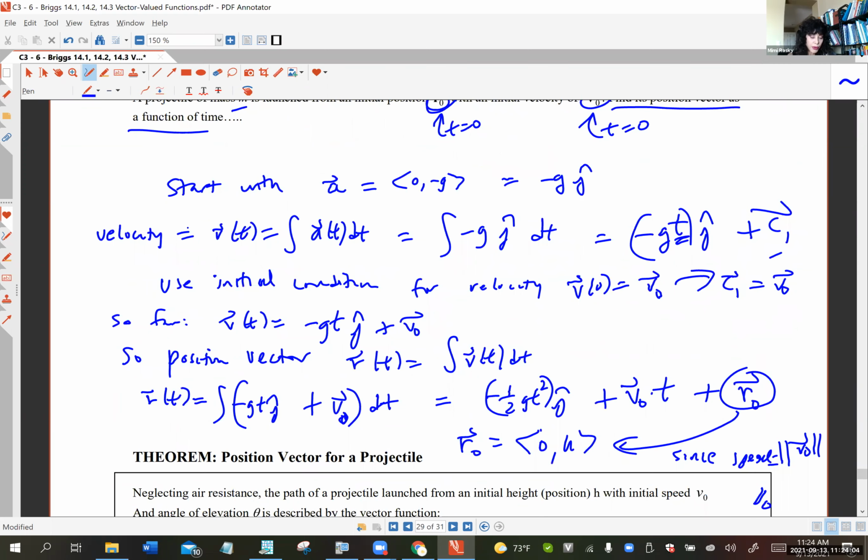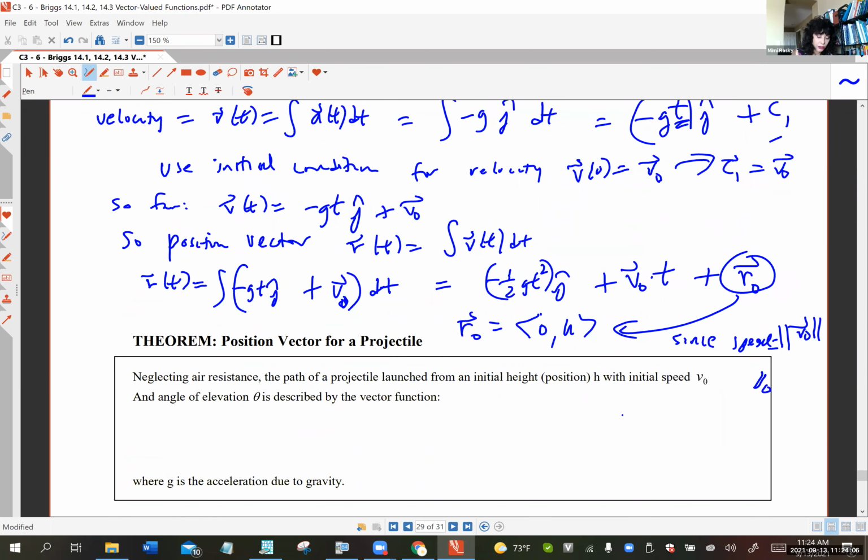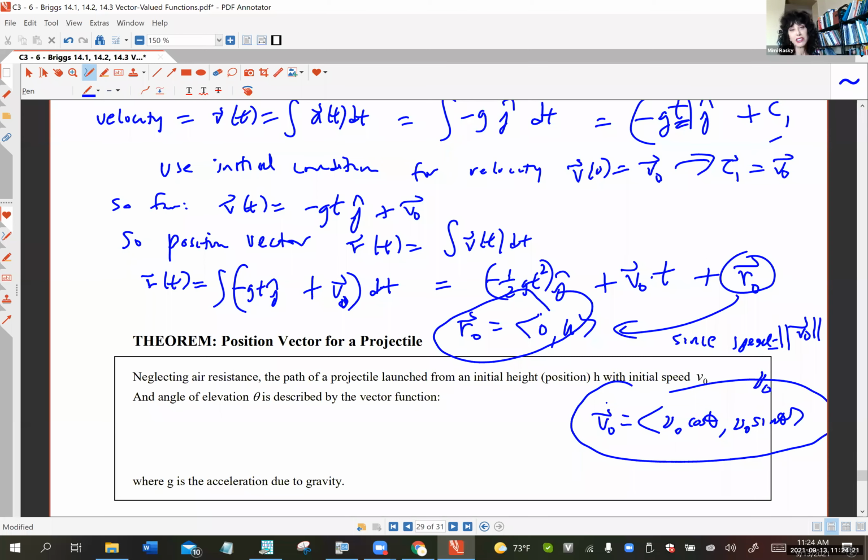You can break down your v naught to look like whatever the magnitude of it is, that'd be speed, v naught cos theta, comma, v naught sine theta. So that's typical for your v naught. These are your two initial conditions broken down into their i and j components, if you will.